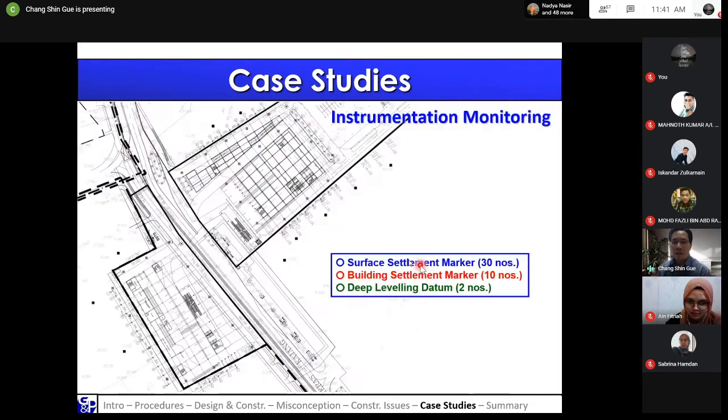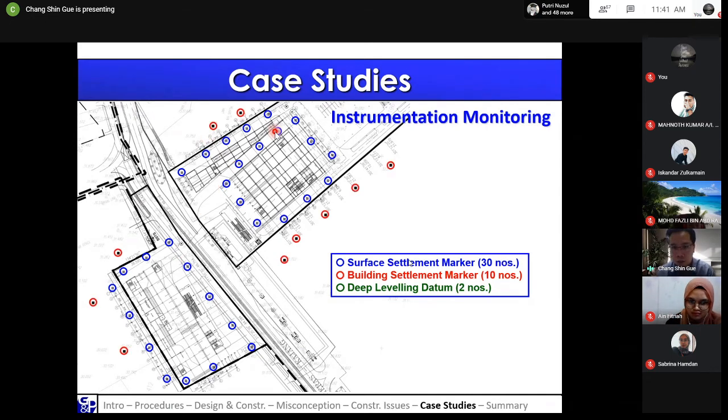Now, besides the foundation drawing, I'd like to let you know that for geotechnical engineers, we are not only issuing the foundation drawings, we will also have some instrumentation monitoring. So for example, on this site, we have surface settlement markers, which measure the settlement of the ground surface, and also some building settlement markers that are installed on existing buildings. And also a deep leveling datum. Of course, if you want to survey, you need to have a leveling datum.